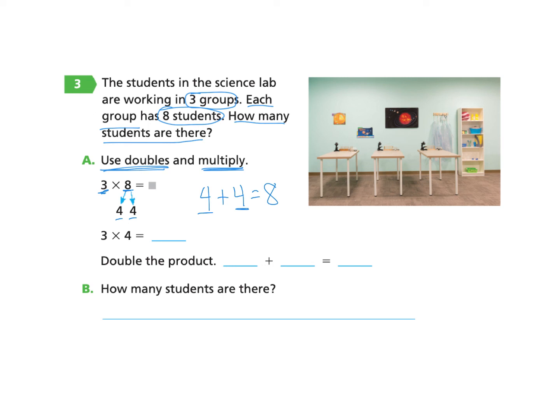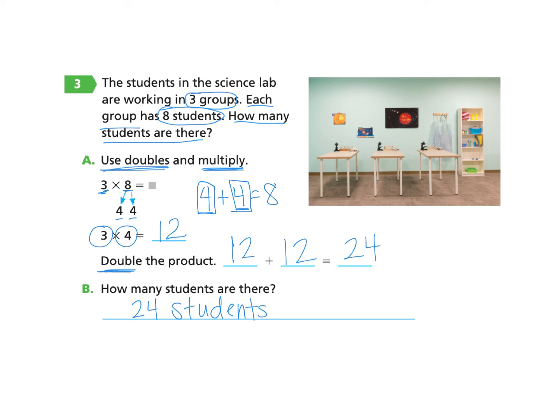So we take 3 times 4 and we write the product in here, which is 12. Then we need to double the product because there are 2 4s, 4 plus 4. So we have 12 plus 12, and when we add 12 plus 12, we find that this is 24. So how many students are there? There are 24 students. Again, this is one other strategy that we can use, using doubles and multiplying to find the answer to our multiplication equation. So if you would like to go back and rewatch this video, you can do so at any time and pause along the way as needed.